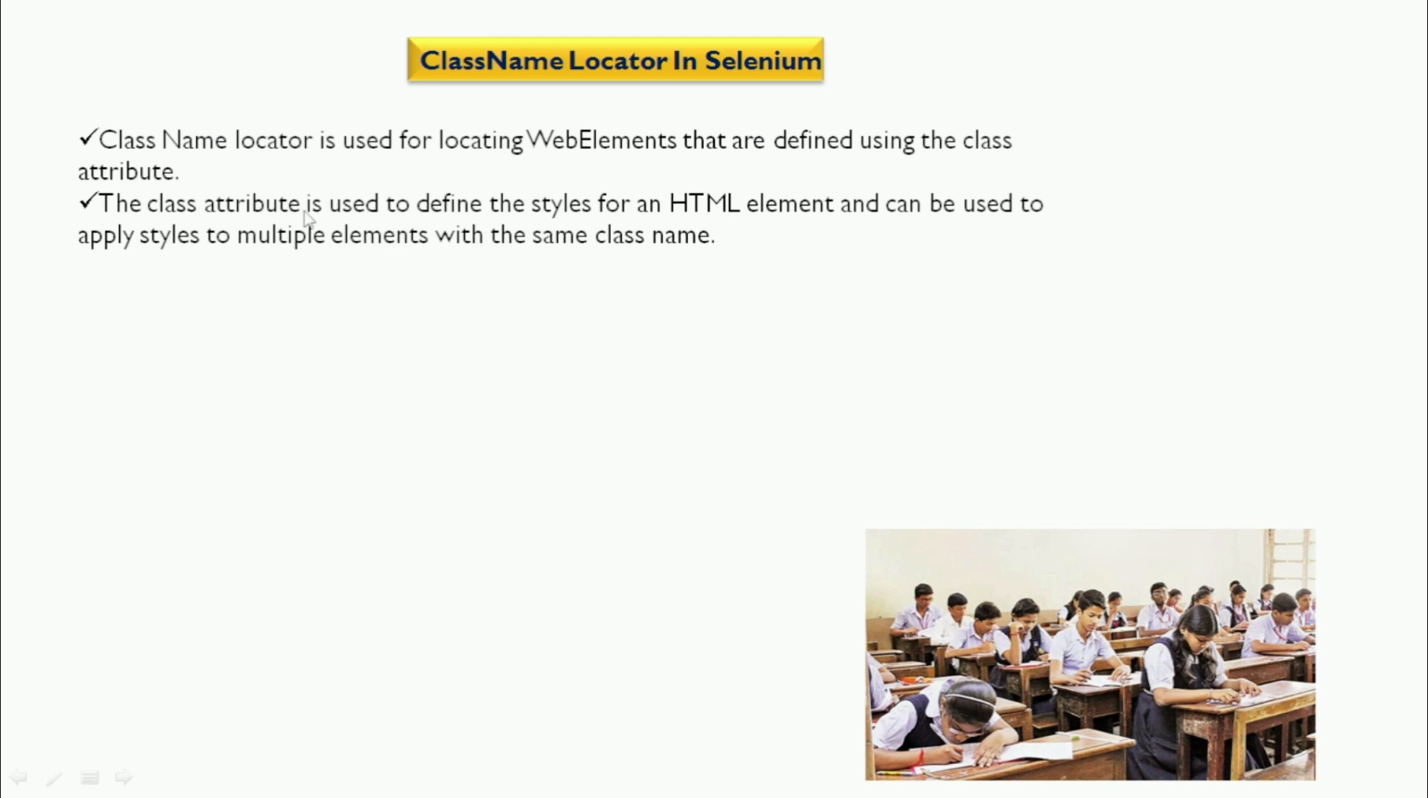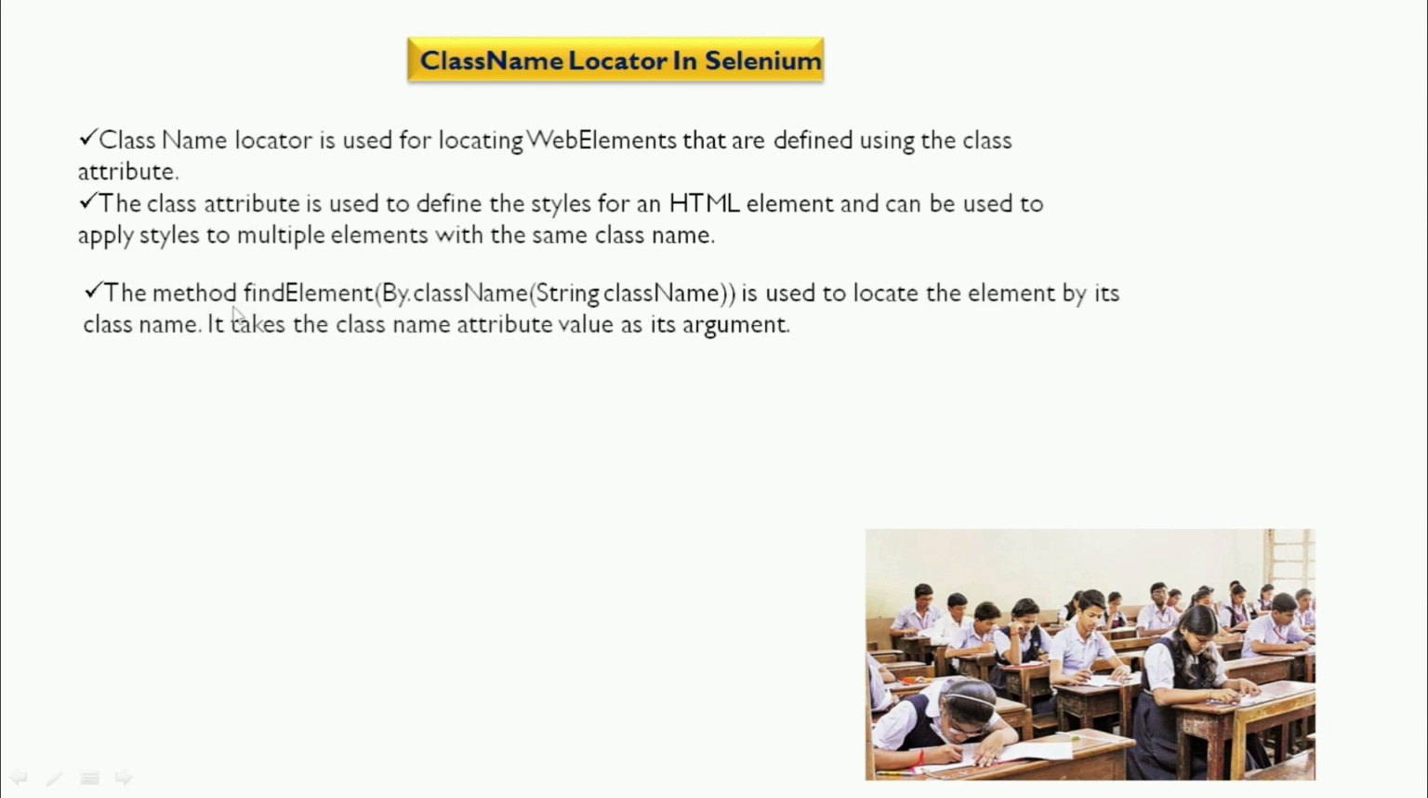The second one is that the class attribute is used to define the style of an HTML element, and that can be used to apply the styles to multiple elements with the same class name. When we are developing applications and preparing the DOM with the help of HTML, we are creating styles: the color styles, the image, the font style, the text style. These styles we include in a class, and to such styles we give one name using the class attribute. The method find element by class name, with the class name attribute value, is used to locate the element by its class name.